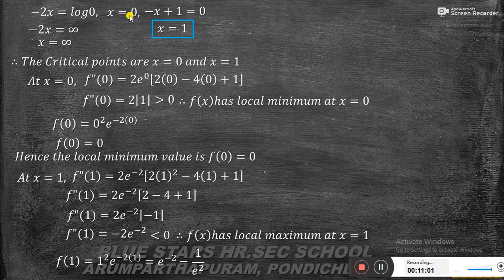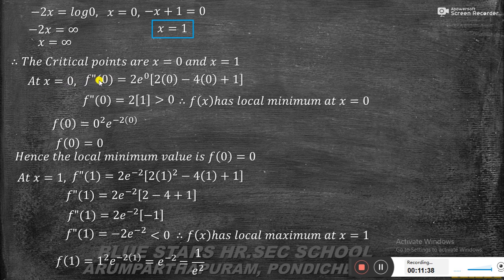Therefore x equal to, next, the second factor, x into, that means I take the common x from the equation. So x into minus x plus 1 equal to 0 means x equal to 0 and minus x plus 1 equal to 0, so x equal to 1. So we cannot take the infinity value, so we take x equal to 0, x equal to 1. Therefore the critical points are x equal to 0, x equal to 1.